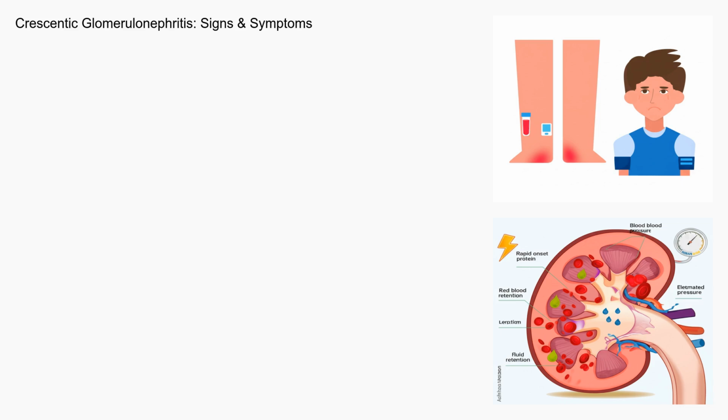The signs and symptoms of Crescentic glomerulonephritis can develop rapidly, often over days or weeks. Common symptoms include hematuria, or blood in the urine, protein in the urine, edema, or swelling, particularly in the legs, ankles, and around the eyes, hypertension, or high blood pressure, and oliguria, or reduced urine output. Patients may also experience general symptoms such as fatigue, malaise, loss of appetite, and weight loss. In some cases, the disease may present with systemic symptoms related to the underlying cause, such as joint pain, skin rashes, or respiratory problems in patients with vasculitis or systemic lupus erythematosus.